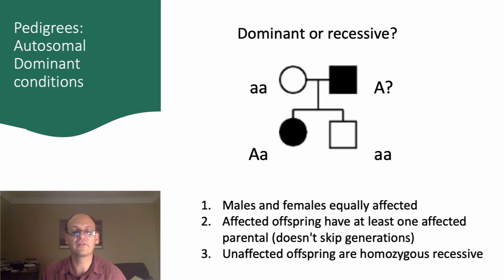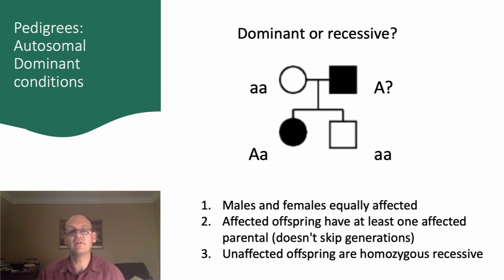There are a couple of things that we consistently see with dominant pedigrees. The first is that males and females are equally affected by the trait. All of the conditions we're looking at today are located on autosomes and not the sex, X or Y, chromosomes. We'll learn about those in the next chapter.